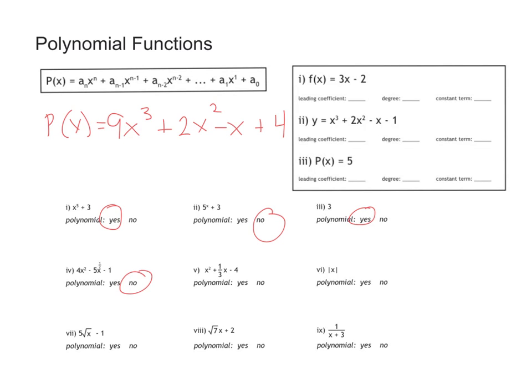The next one, number 5, it says x squared plus 1/3 x minus 4. Is that a polynomial or not? Yes. It's okay to have the fraction as the coefficient, you just can't have it as the exponent.